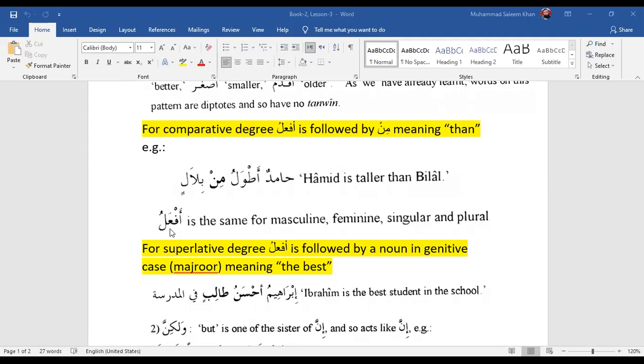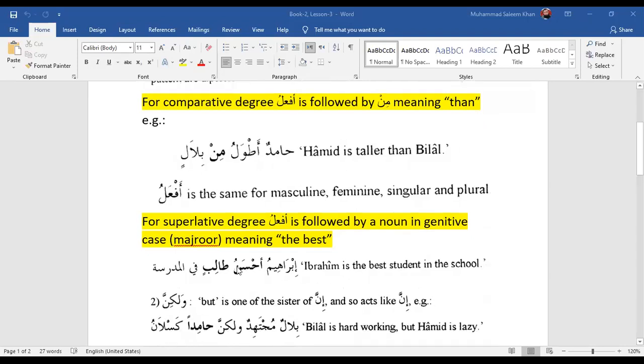So it's like a structure. However, min has impact on the following noun, and it gives kasra or kasratain because we know that min is a harf jar, and it's like ba zaida. It has impact, but it does not give any meaning by itself. Okay. And for the superlative degree, afalu is followed by a noun in genitive case.